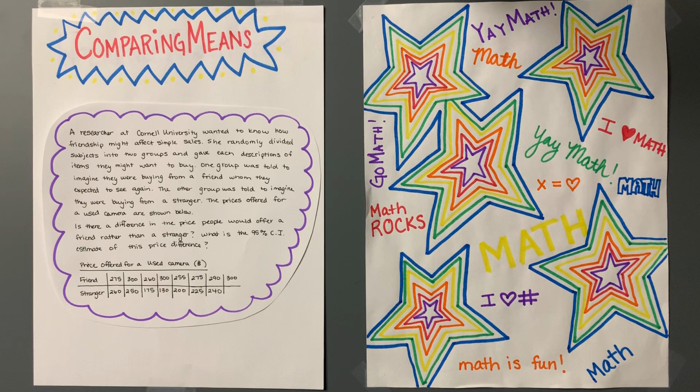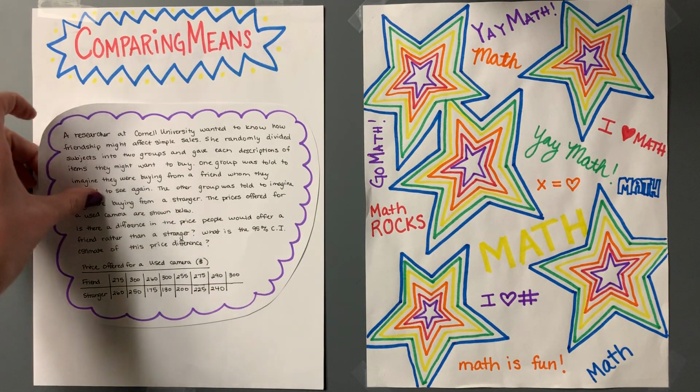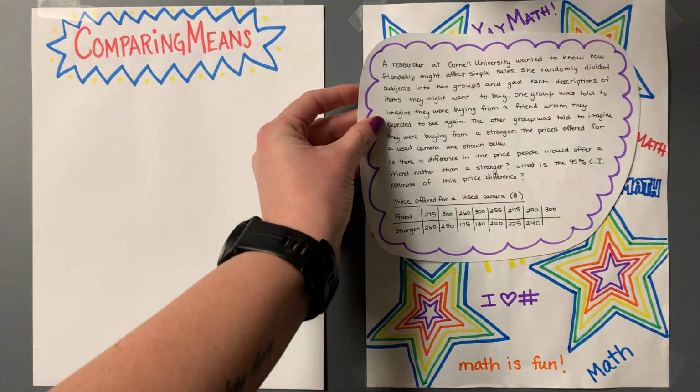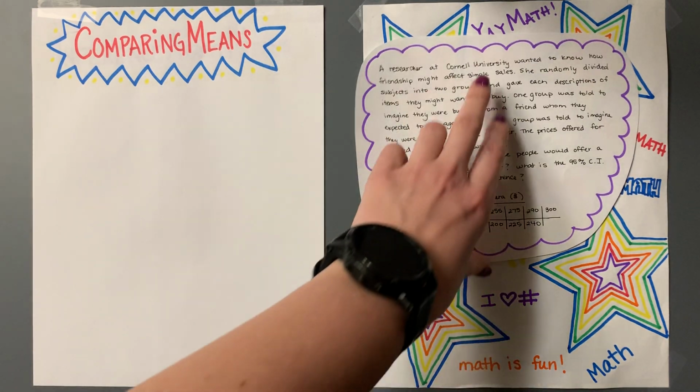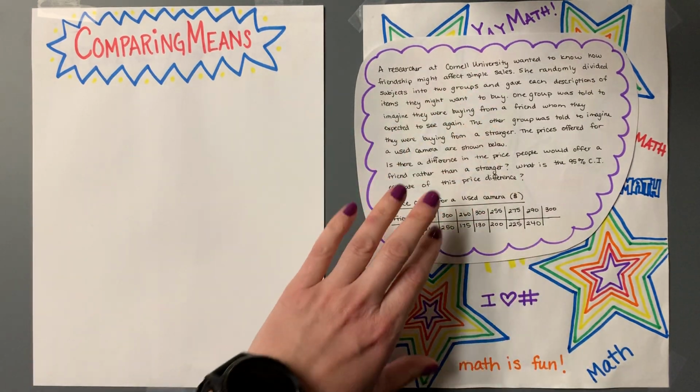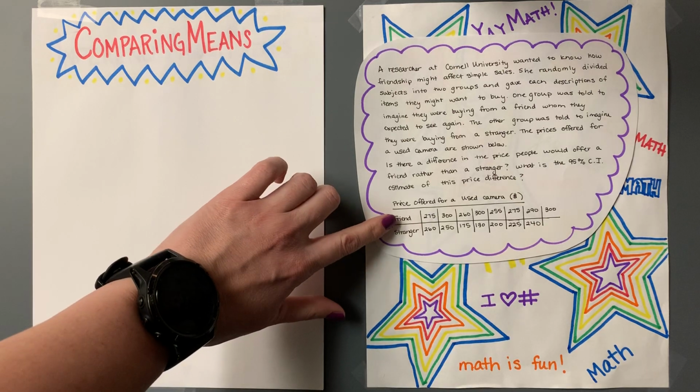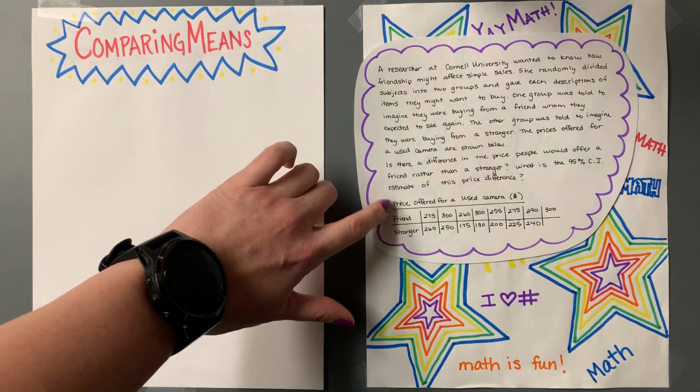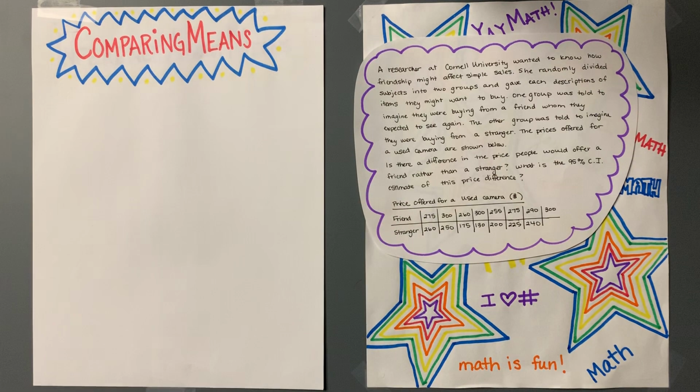Is there a difference in the price people would offer a friend rather than a stranger? What is the 95% confidence interval estimate of this price difference? All right, so this is our setup. We have a well-controlled experiment run by Cornell University in which we're trying to see if there is a difference in the mean price offered for a used camera. So this looks like we are going to be doing a two-sample test of means.